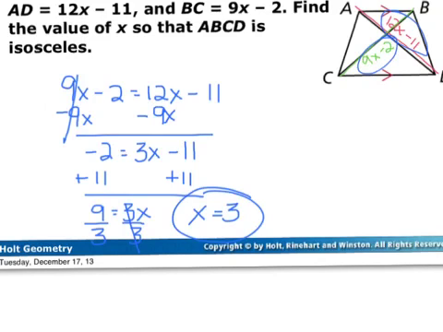Okay. Tomorrow we'll work to try to summarize some of these properties about quadrilaterals, and we'll review for our test. So good luck.